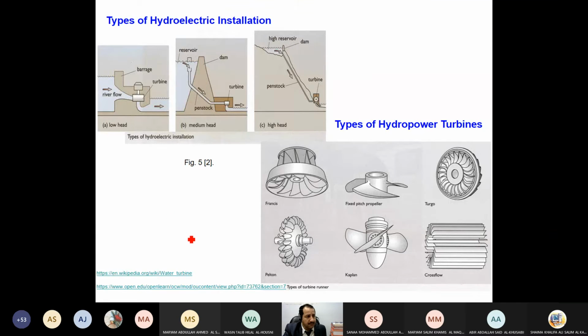Now, these are the heads, as you can see here, low head. The head is low, while this is the turbo generator. This is the dam, the barrage. And here you can see these are the turbo generators, and water will come from here. The head is medium, and this is the high head. You see?